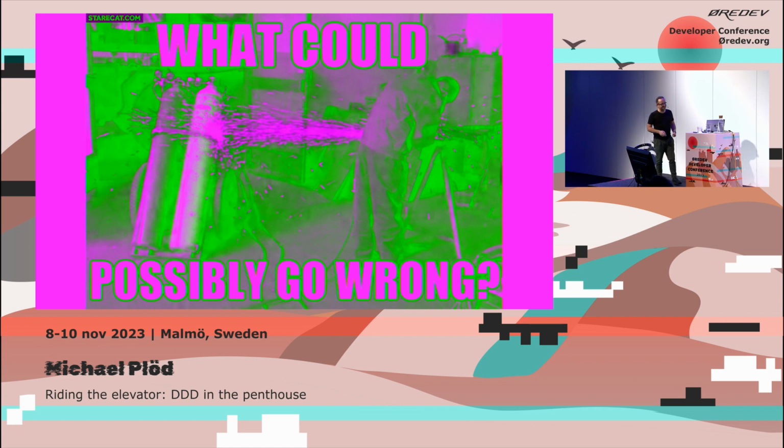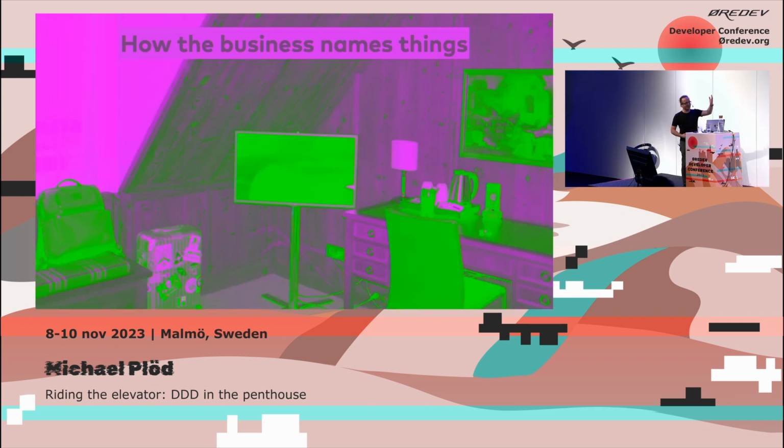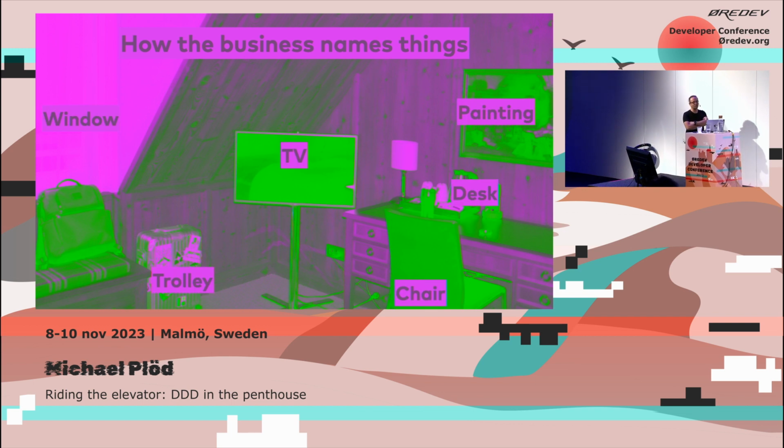I have a very nasty example for you. Let's take a look at that hotel room. It's not the Arena Hotel next to the conference venue. That was in Zurich, at the Zurich Sea. And how would usual people from the business name these things in the hotel room? Yeah, we have stuff like a window, a TV, a painting, a desk, a chair, a trolley. Everyone would agree, of course.